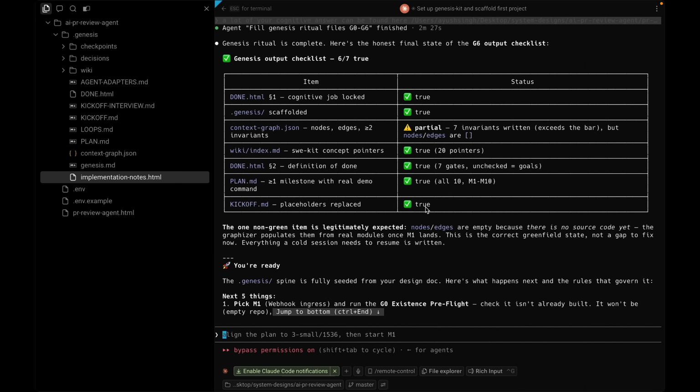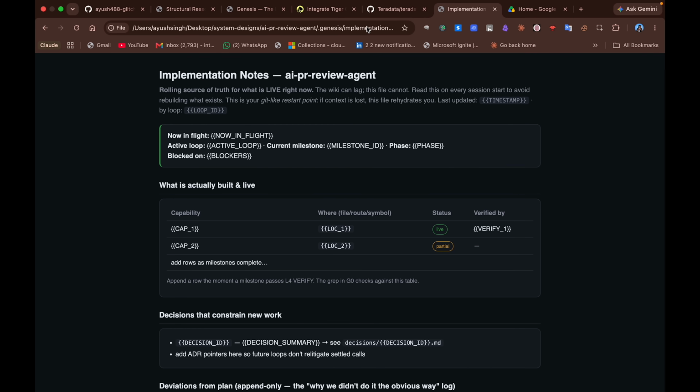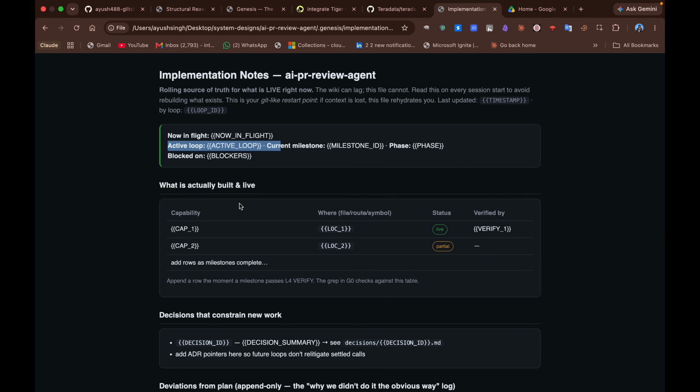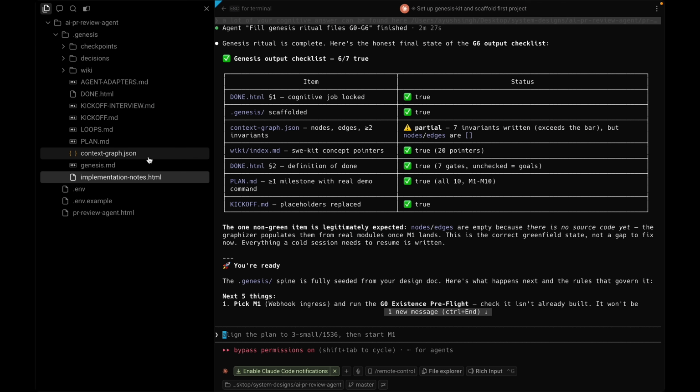And then you have these implementation notes. A lot of times your agent creates something new, even if it is already there. So it checks what is live right now: what is in flight, what is your active loop, what is your current milestone, which phase you are in, is there any blocker. Anytime it creates something new, it will look at these implementation notes and see that nothing is contradictory. So this is like a live state given to your system, so that you continuously have the context of what it is building. Even your next person can actually work on this.